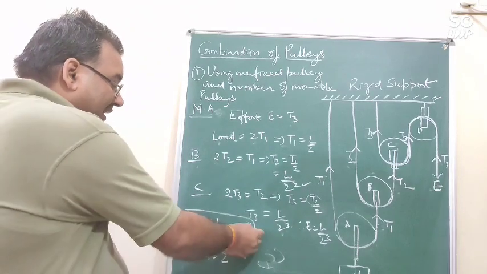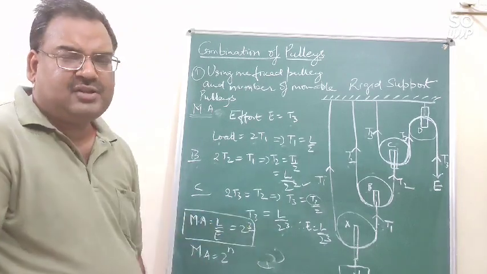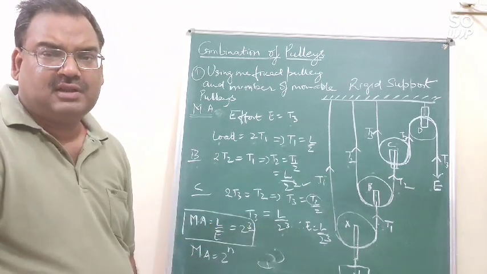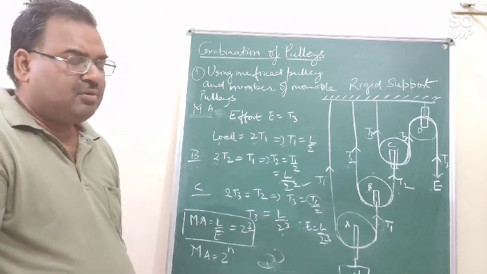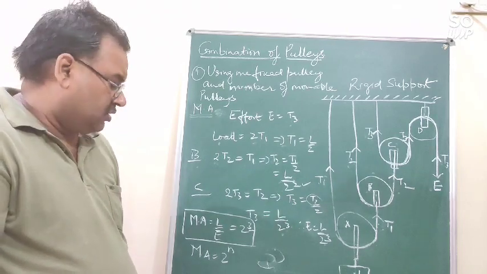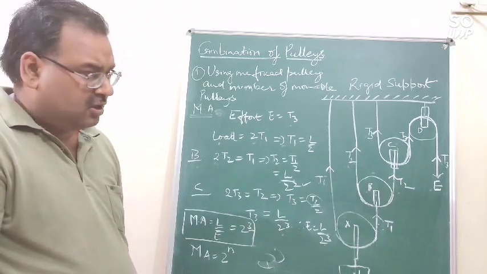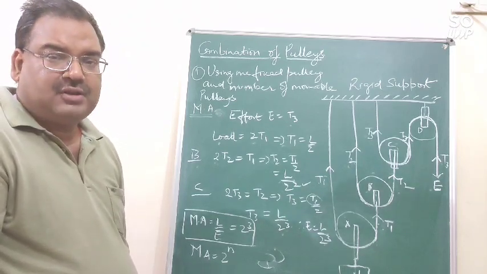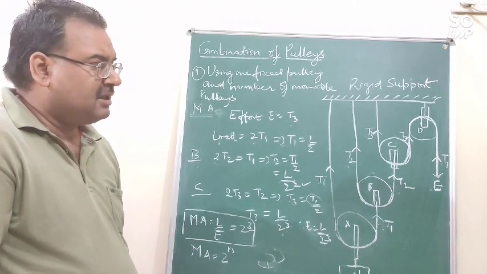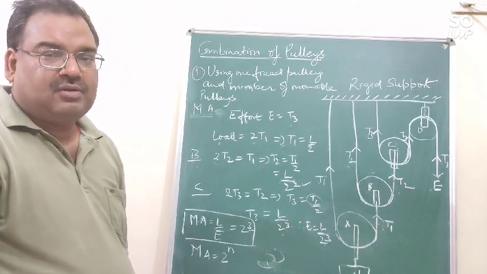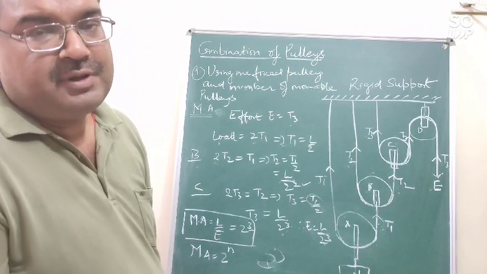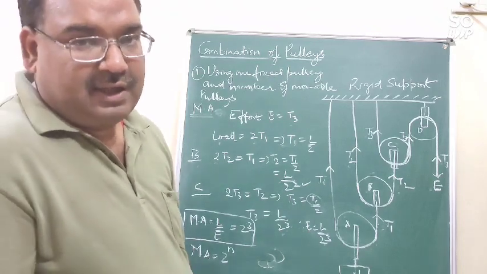What is the index? This is equal to the number of movable pulleys in the system. There are 3 movable pulleys used in this system. So the mechanical advantage is 2 raised to power 3, which is equal to 8. Now suppose there are n movable pulleys used in this system. In that case the mechanical advantage of the whole combination of pulleys will be equal to 2 raised to power n.